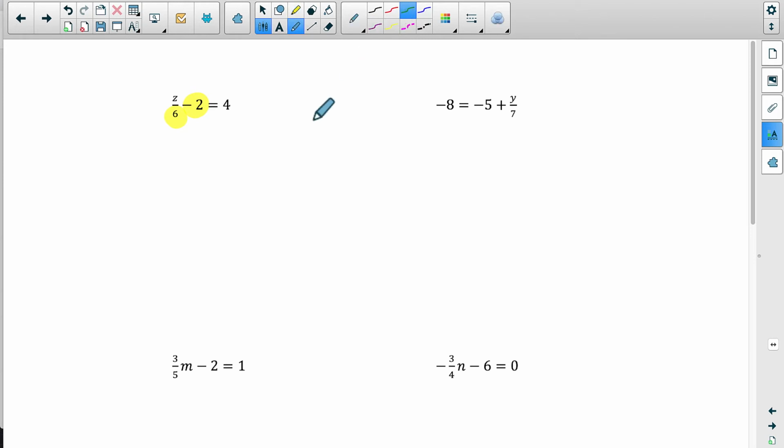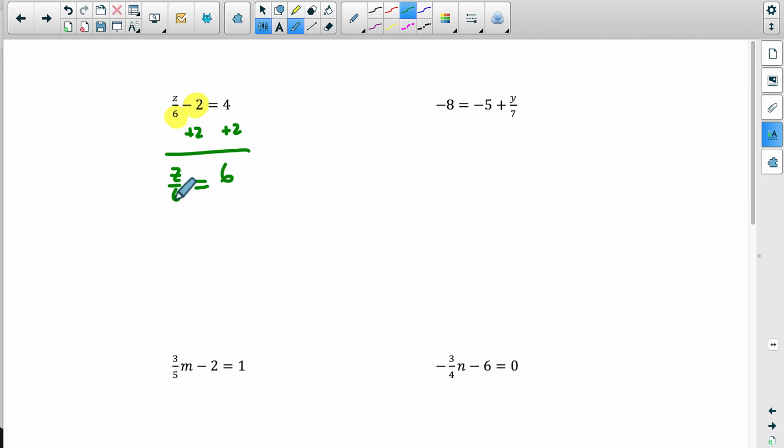So what do we want to do first? We want to look for adding or subtracting steps, and we could add 2, couldn't we? Since this is take away 2, we will add 2. What we do to one side, we do to the other. So the 2's are gone. We still have Z over 6, which means the same as Z divided by 6. And on this side, 4 plus 2 is 6.